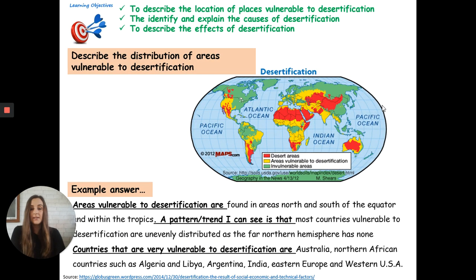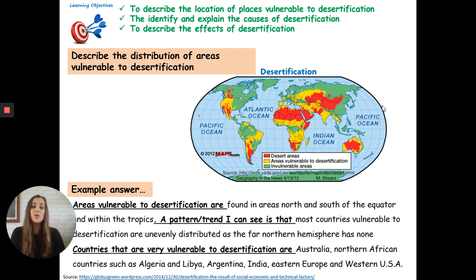Okay, you should have had a chance to have a go. I've given an example answer here, so you can look back over yours and mark yours and see if you were along the right lines. So areas vulnerable to desertification are found in areas north and south of the equator, but within the tropics. A pattern and trend I can see is that most countries vulnerable to desertification are unevenly distributed, as the far northern hemisphere has none. Countries that are vulnerable to desertification, and I've listed some there: Australia, Northern African countries, Argentina, India, Eastern Europe, and Western USA.